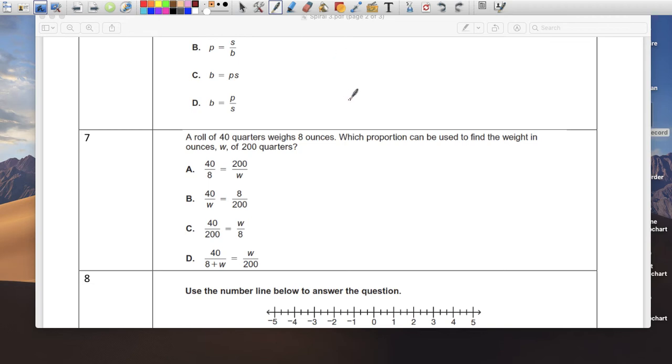proportion is what you did a lot last year. So as long as you set your proportion, one thing that you can do to help you out is always write the units. Ounces, ounces, and then let's write QT for quarters. QT for quarters.